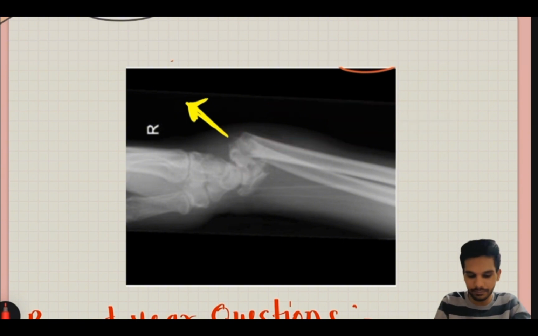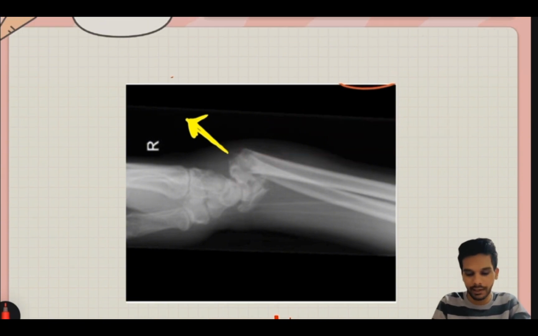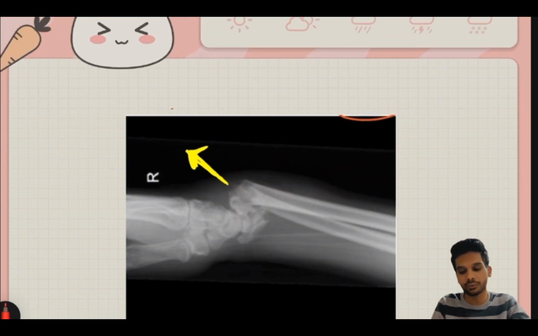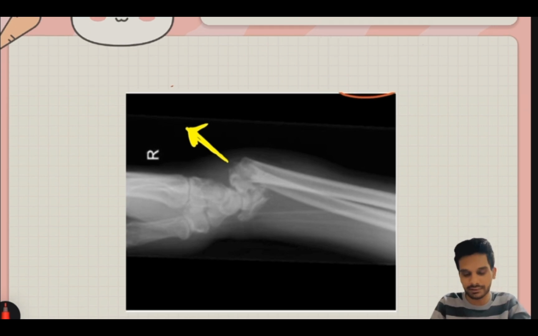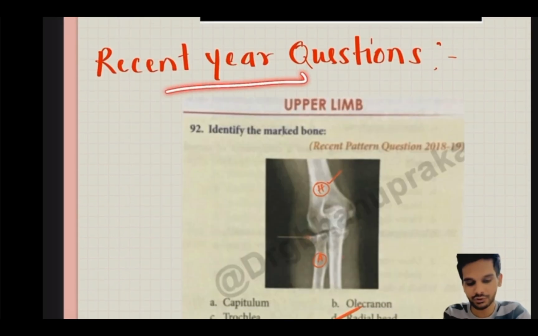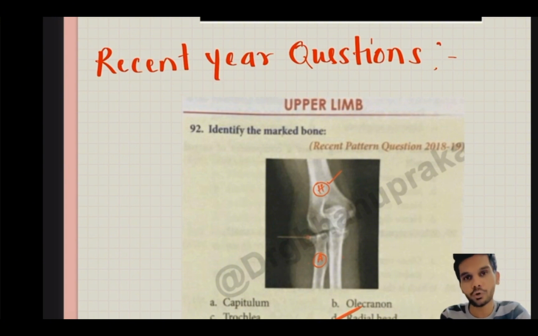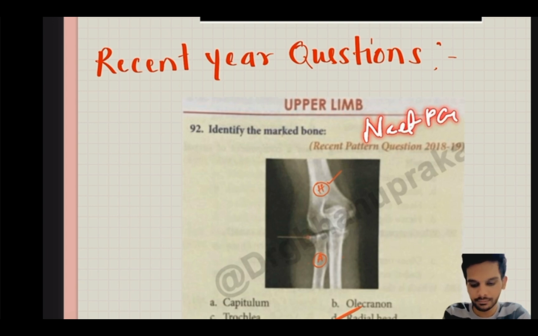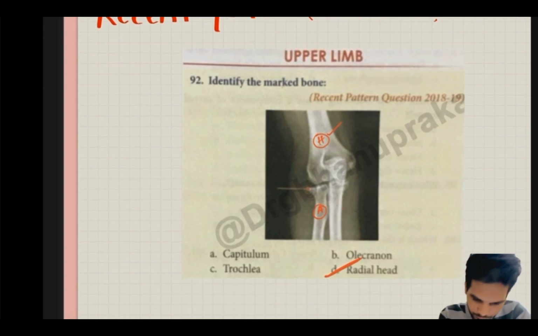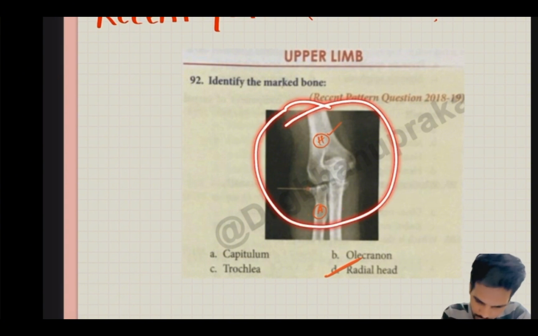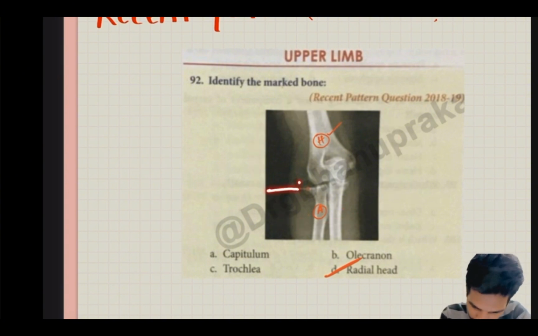They will simply give an image, and they will ask you to identify the name of the X-ray or the fracture. Now we will talk about recent year questions or PYQs. From this part, only one question was asked, in NEET PG 2019. In this question, they gave an X-ray and asked about this arrow.